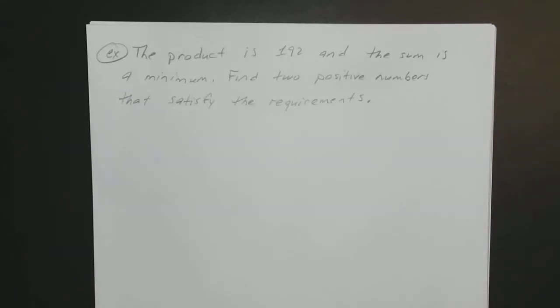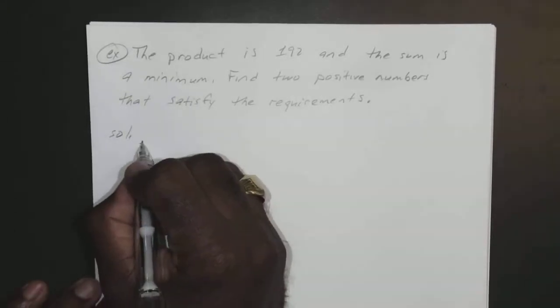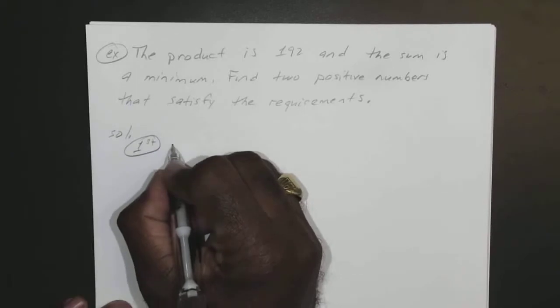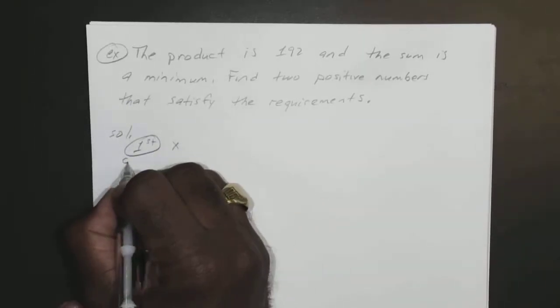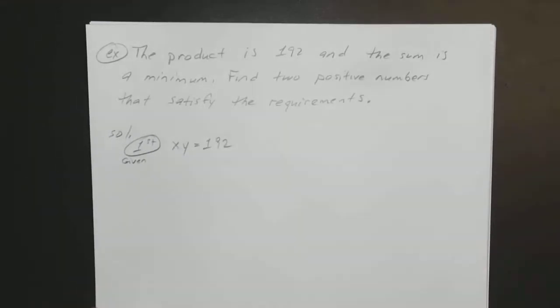Okay, so we know we have two numbers that multiply together to give you 192. We want to find the smallest values that will make that true. Well, at least the smallest value when you add them together. So for your first step, you already know that it's given that the product is 192. So we'll just have, given, x times y equals 192.